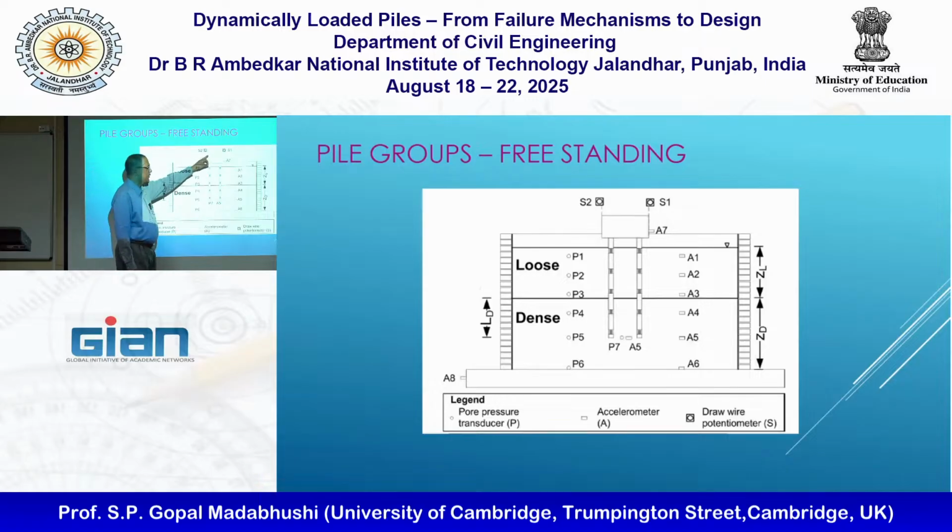And S1 and S2 are the wire gauges to measure the settlement. A7 is the accelerations. We always measure the pore pressures and accelerations on either side. Very straightforward. The first set of experiments had the pile cap clear off.